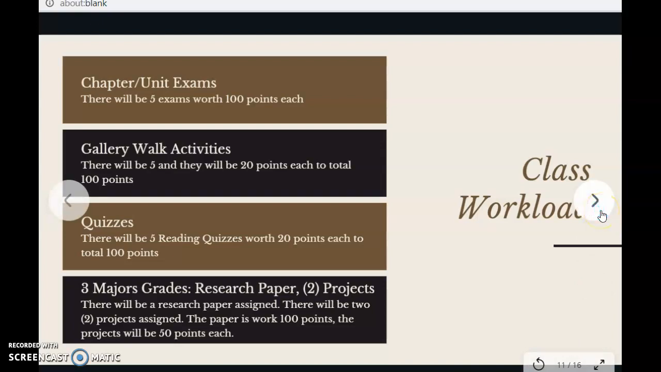Also, before I go to the next slide, total possible points for everything is going to be 1,000 points. 900 to 1,000 is an A. 800 to 899 points is a B. 700 to 799 is a C. 600 to 699 is a D. Anything less is an F, and it is failing.